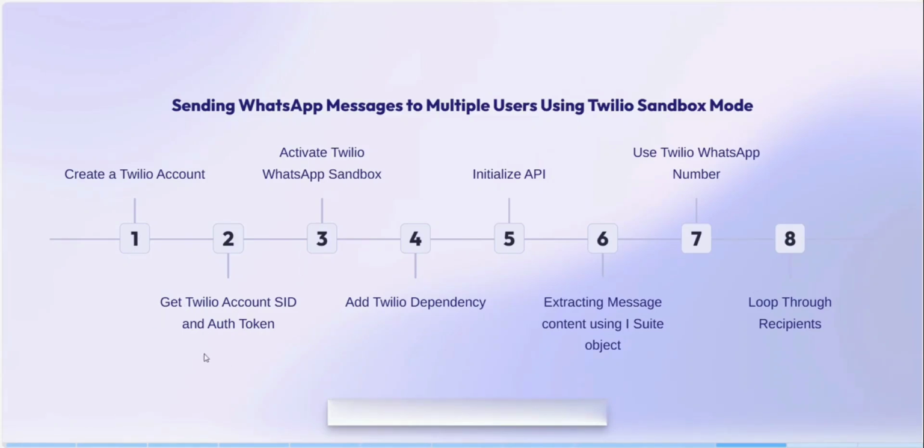In the dashboard, we can extract the account SID and authentication token. After that, in order to check whether these are working or not, we need to activate the Twilio WhatsApp sandbox by joining the sandbox. That means the persons who are destined to receive the WhatsApp notification need to join this WhatsApp sandbox.